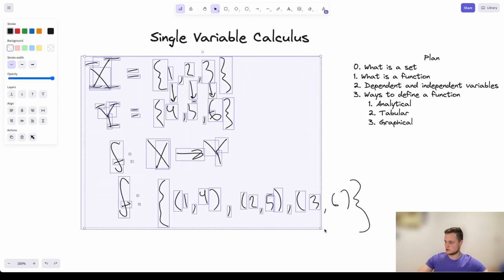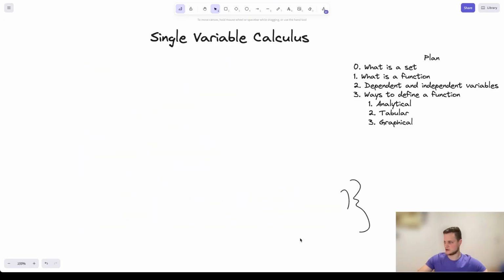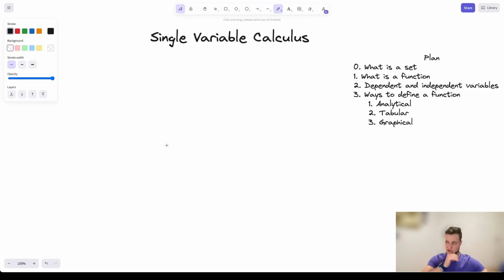The next thing we're going to cover is ways to define a function. There are actually 3 ways: analytical, tabular, and graphical. So here they are. I will start from the first one, analytical.